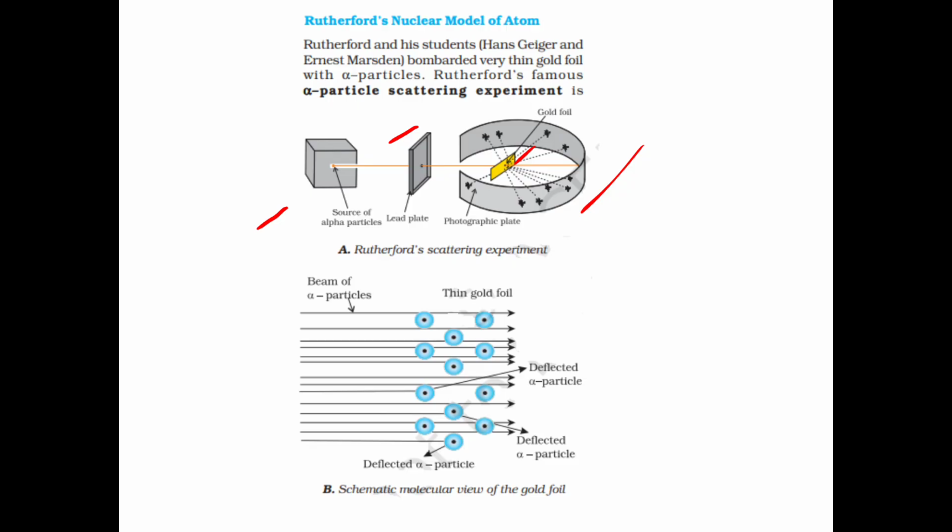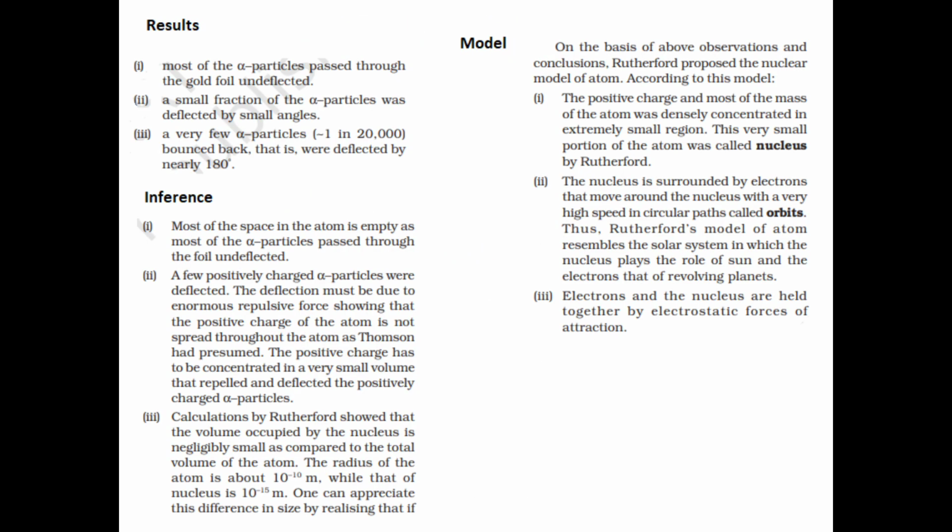And from this Rutherford model of experiment, the following results are obtained. The result: most of the alpha particles passed through the gold foil undeflected. A small fraction of alpha particles was deflected by small angles. A very few alpha particles bounced back, that is, were deflected nearly 180 degrees.